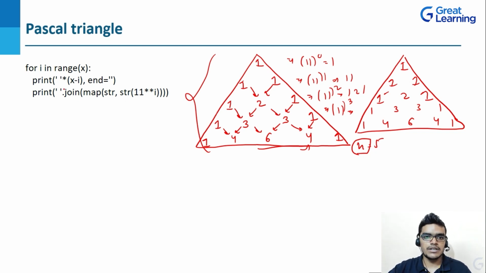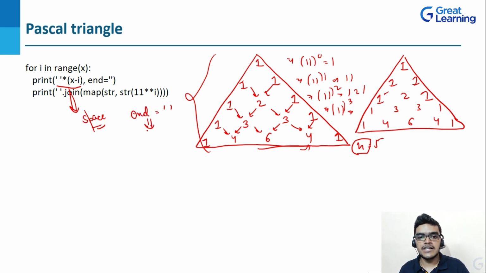Now let's see the logic. So here I'm writing this thing. So this is nothing but to give the space, right? And here I've written this function. So what is the meaning of this thing? This method means that instead of a new line, it will give a space in the same line, right? So that's why I'm writing this.